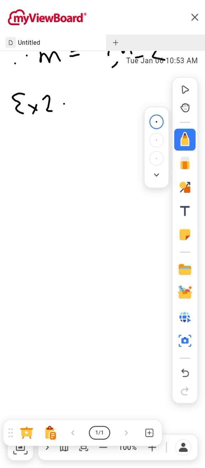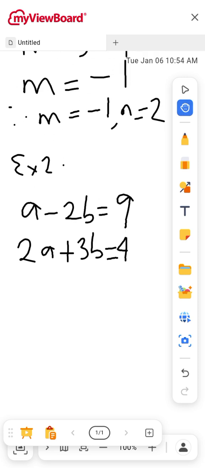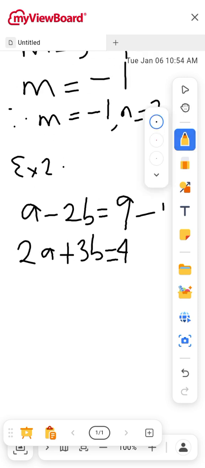Okay. So we have this: a minus 2b equals 9. Then we also have 2a plus 3b equals 4. Without much ado, we know that this is our equation 1 and this is our equation 2.